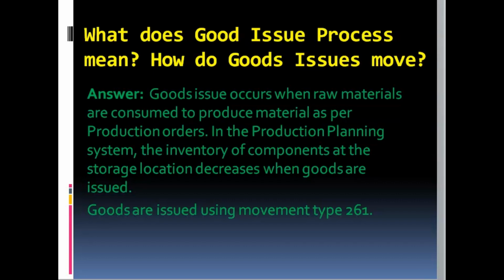What does goods issue process mean? How do goods issues move? Answer. Goods issue occurs when raw materials are consumed to produce material as per production orders in the production planning system. The inventory of components at the storage location decreases when goods are issued. Goods are issued using movement type 261.